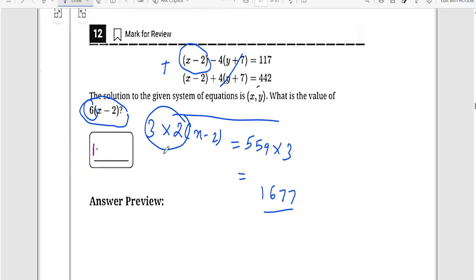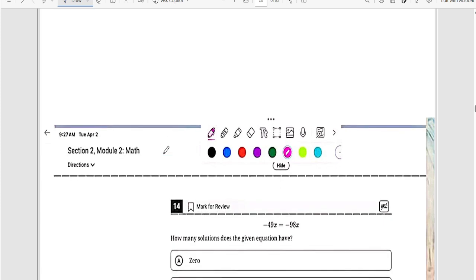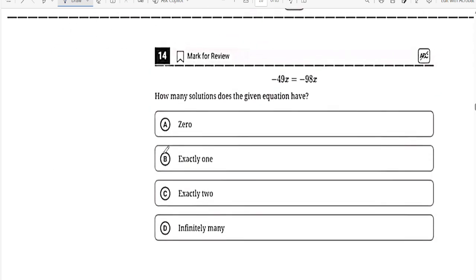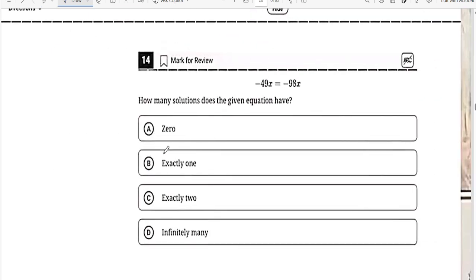Now let's go ahead and see the next question. So this is our next question. How many solutions does the given equation have? We are given an equation, we have to find how many solutions it has. So first of all, solution means what? Solution means we need to find the value of x, right?